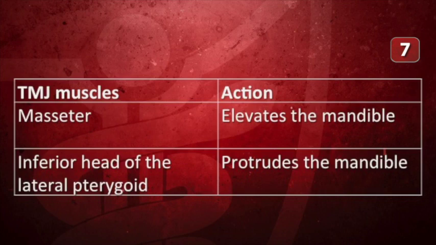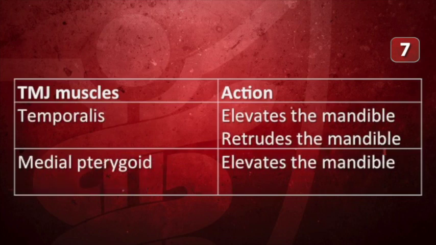Next. Given the following TMJ muscle, complete the corresponding actions. So we're going to give you the muscle and see what happens. So first we have the masseter, and that's going to elevate the mandible. Inferior head of the lateral pterygoid, that's going to protrude the mandible. Temporalis is going to elevate the mandible. It's also going to retrude the mandible as well. Medial pterygoid, that's going to elevate the mandible.